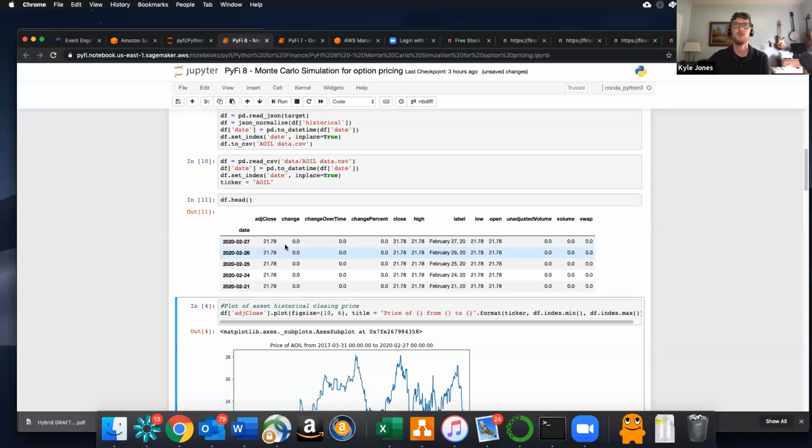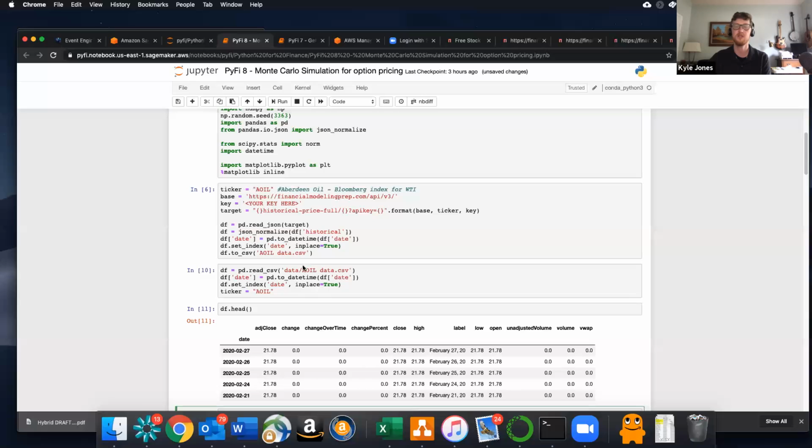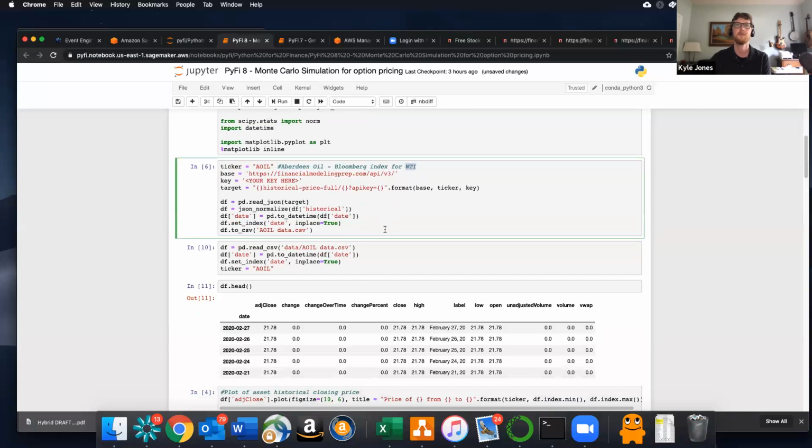So just like we saw for the stock, we have the price of the commodity, we have where it closed, its high, its low, and its open. This is not West Texas Intermediate or Brent, the ones that are most commonly talked about. This is Aberdeen, which is used by Bloomberg as an index for West Texas Intermediate.